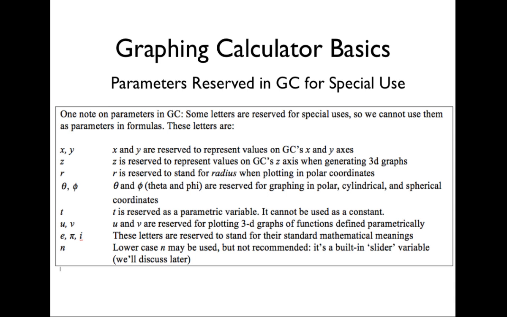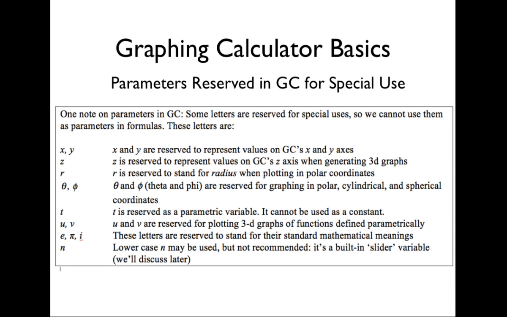You don't want to just use t. That's why I had you use a instead, little a, okay, in your function. And parametric functions you'll learn about in Calc 2. u and v are similar to t, so lowercase u, lowercase v, similar for t, for plotting in 3D. And then e, pi, and i have their constant values. Those are parameters, right? Letters that represent non-changing quantities. And so those have their value.